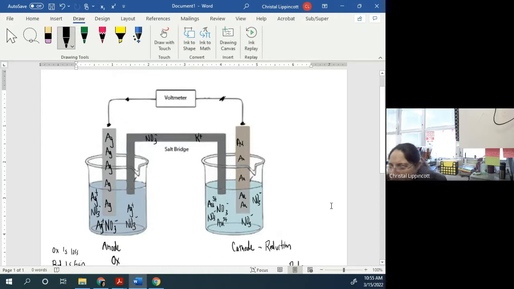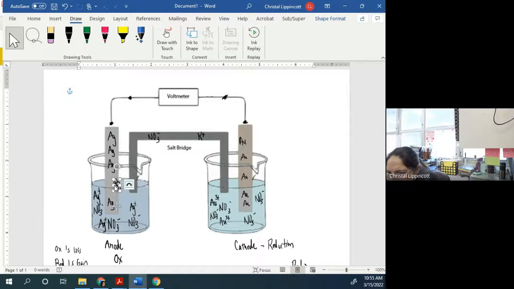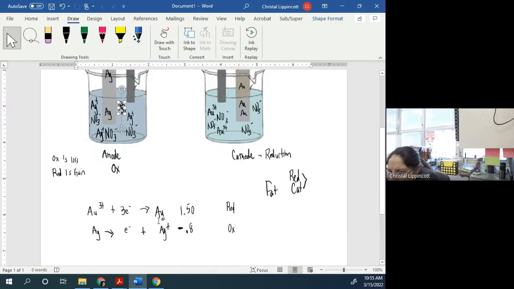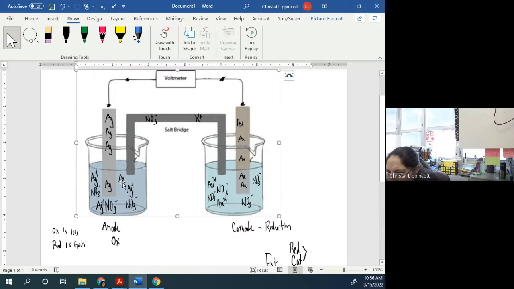What's going to happen is one of these Ags here is going to move out. Come on, move out for me. There we go. It's going to move out into this solution. And when it moves out, it's going to give off an electron. So that Ag is giving off an electron.